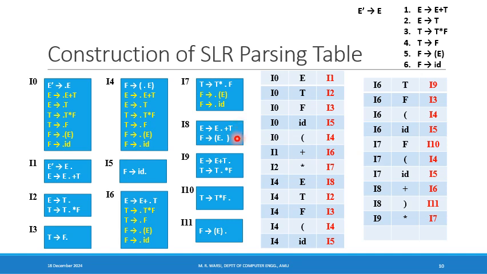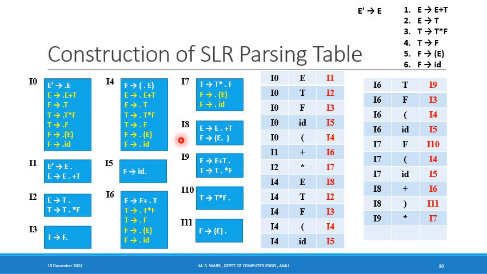In the next LR0 item in the I8 state, after the dot, I have the closing bracket. So from I8 on closing bracket, I'll go to the state I11. And let us now add the LR0 item to the I11 state. The dot will shift after the closing bracket, and to the I11 state I will add capital F derives within bracket capital E dot. I now take the closure of this, and even after closure, no more LR0 items will be added to the I11 state. So we have considered all the transitions which are possible from the I8 state.